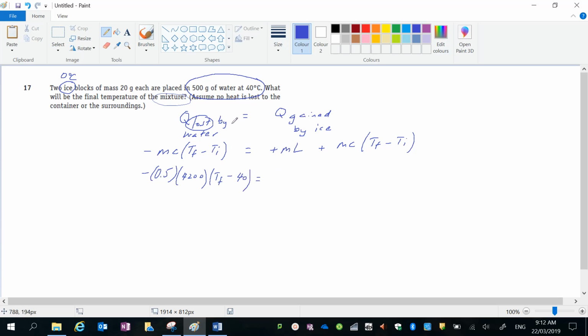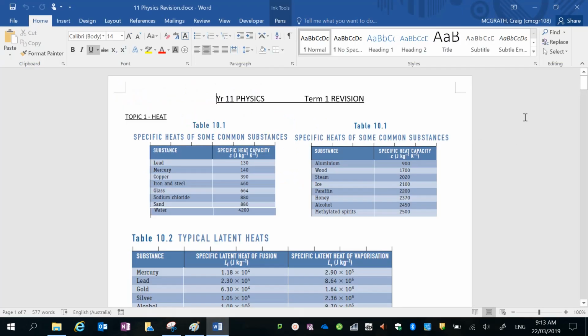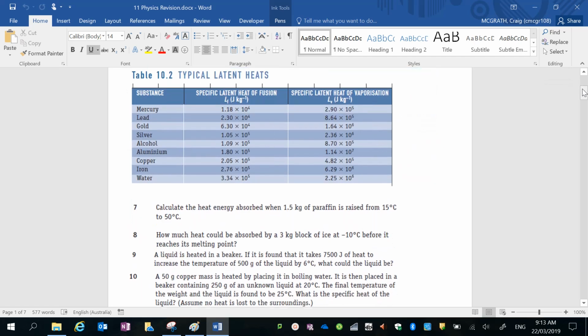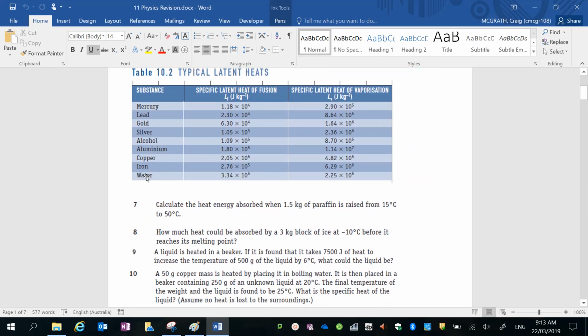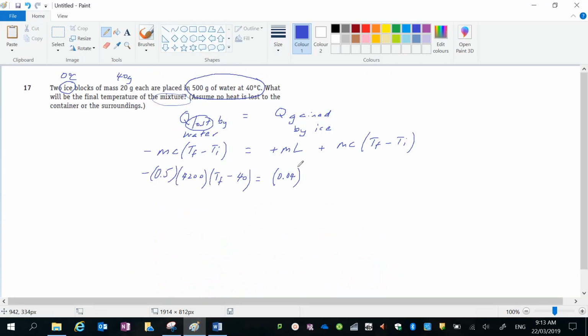Equals the mass of the ice. Well, it was two ice blocks, 20 grams each. That's 40 grams in total, which is 0.04 kilos, times the latent heat for ice. So that's melting. It's turning from solid ice to liquid water. So that's this column, latent heat of fusion. So here's the latent heat of fusion for water, 3.34 by 10 to the 5. Plus the mass of the ice, well actually it's turned into water now, so the mass of the water that was ice before is still 40 grams.